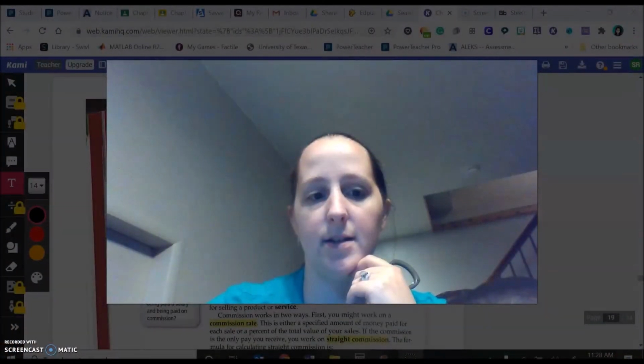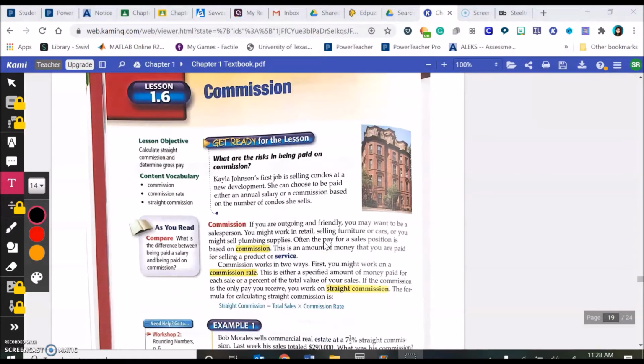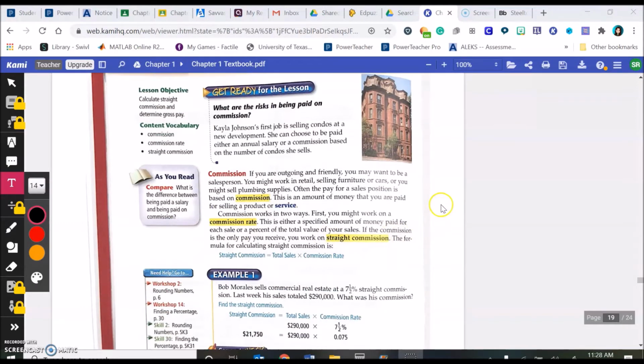All right, this is lesson 1.6 on commission. So lesson 1.6 is dealing with commission. A commission is often paid in a sales position. You might have a base salary, but a lot of times you get paid off of what you sell and you get a percentage of that back. So it's the amount of money that you are paid for selling a product or service.